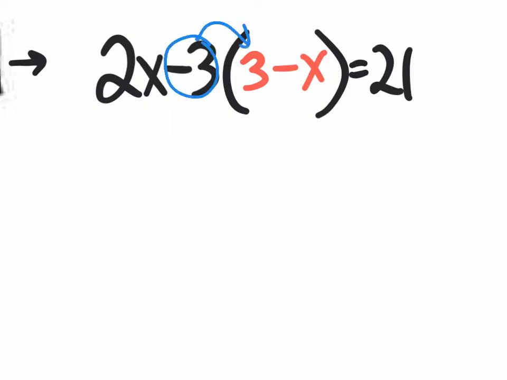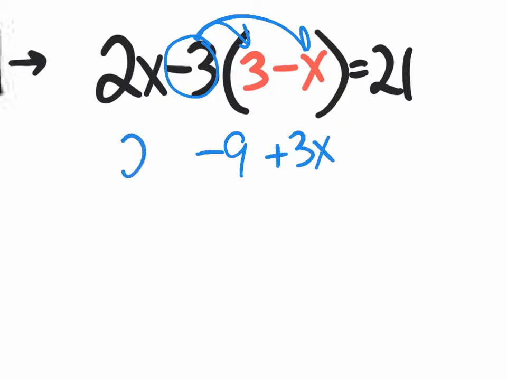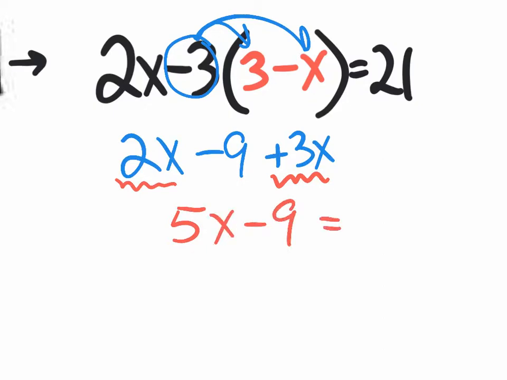Negative 3 times 3, that's negative 9. Negative 3 times negative x is a positive 3x. We still have a 2x right in front. Now we're going to combine the 2x with the 3x. And 2x plus 3x is 5x minus 9 equaling 21.